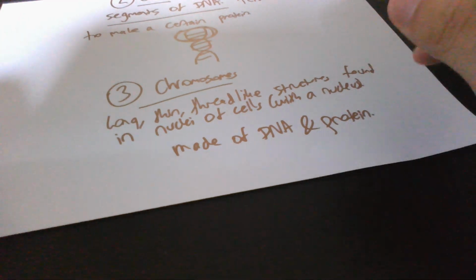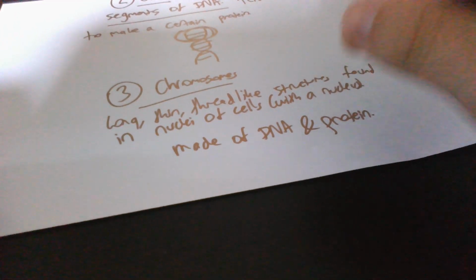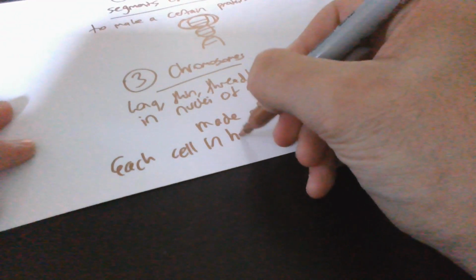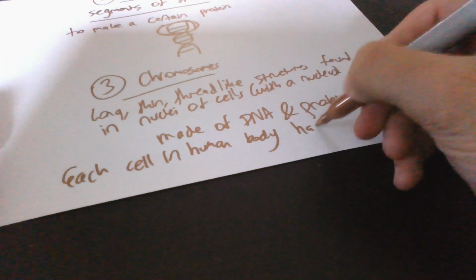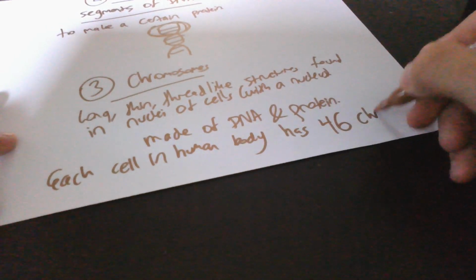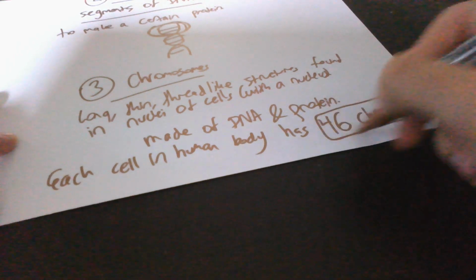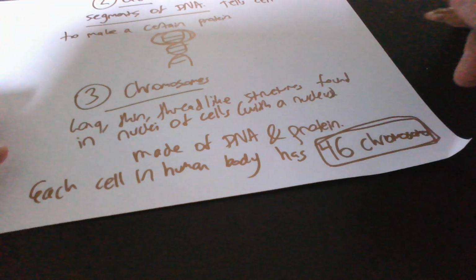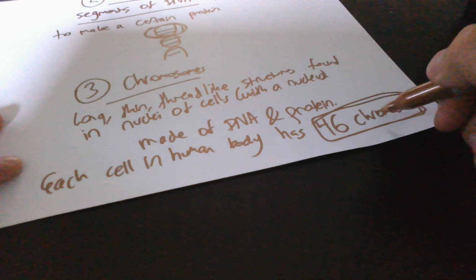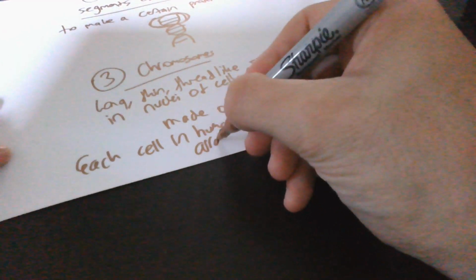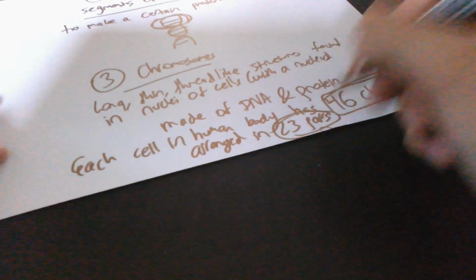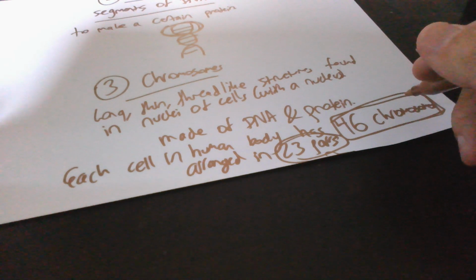Each cell in the human body contains 46 chromosomes. That's the magic number. Make sure you memorize that number. It's a very important number that you should memorize if you can. They're also arranged in 23 pairs. If you forget 23, just think of 46 and divide it by 2. I'll explain that in upcoming videos.